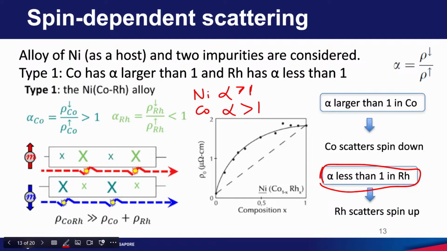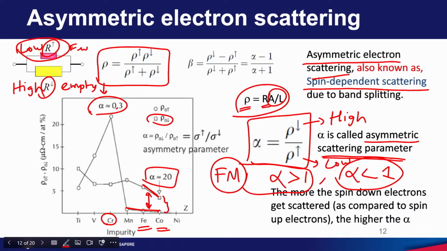And we just learned that in ferromagnetic material where alpha is greater than 1, spin down electrons will be scattered more. Okay. Alpha is less than 1 means spin up electrons will be scattered more. Okay. So, let us go back to the definition. Alpha is the ratio of these two. Alpha is less than 1 means this will be more, right. When the denominator is more than the numerator, alpha will be lower than 1. So, alpha is less than 1 means spin up electrons get scattered more. Okay.